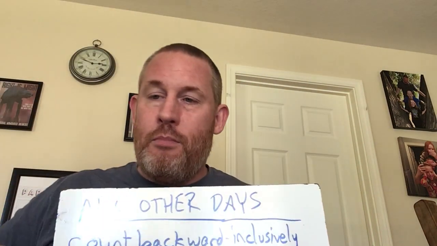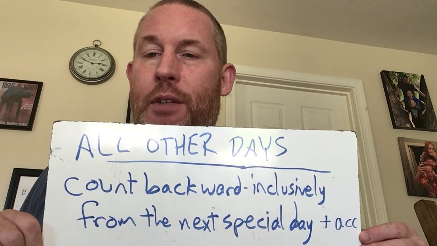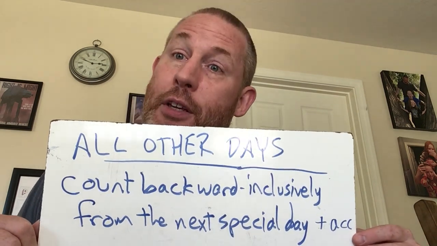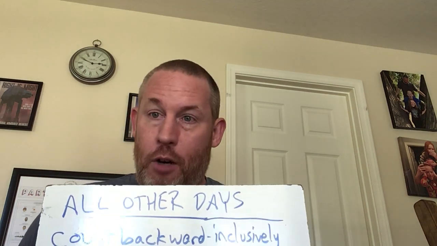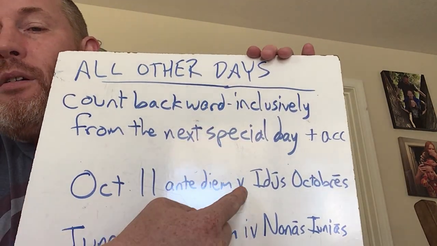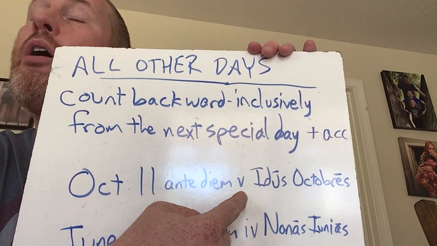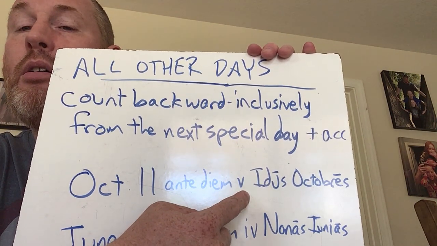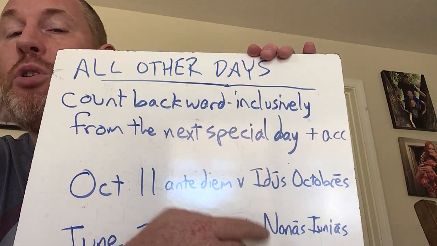What if it's all the other days? That was 20% of the days. The other 80%, here's the rule. You need to count backwards inclusively from the next special day and then put it in the accusative. And what I mean by backwards inclusively is you start on, let's say, the Ides. You have to count the Ides as one. Terrible math. Romans are awful at it, but that's how it works. So, October 11th is ante diem quintum, ante diem quintum Idus Octobres.